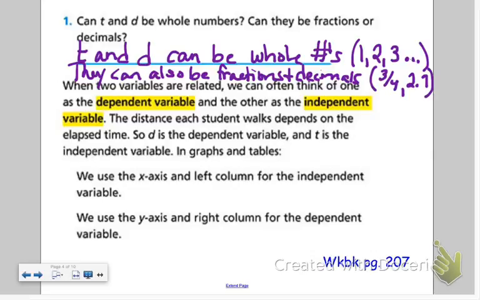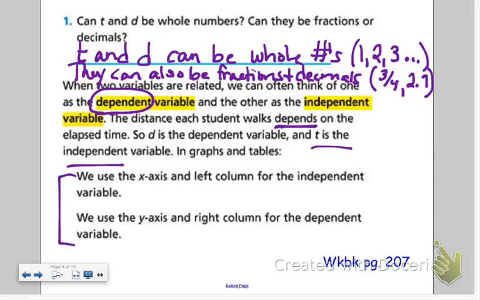Now, when you have two variables that are related, we can often think of one as the dependent variable and the other as the independent variable. The distance that each student walks depends on the elapsed time, right? So depending on how much time the student walks, the further they're going to go. That's what makes the distance the dependent variable. Think about the word dependent. It means it depends on something. So distance depends on the time. So distance is the dependent variable, and that makes t the independent variable. That means it can stand on its own.